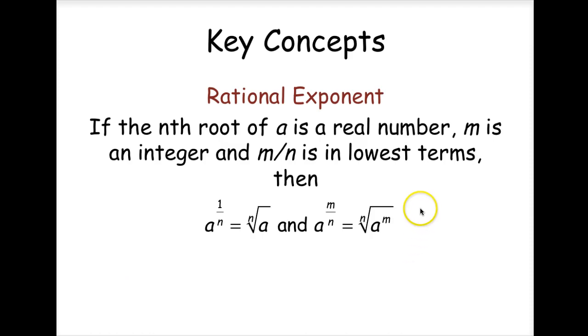If the nth root of a is a real number, m is an integer, and m divided by n is in lowest terms, then a to the power of 1 over n is the same thing as the nth root of a. Notice we take the denominator and that becomes our index. And a to the m divided by n, again the denominator becomes our index, the numerator becomes our exponent.